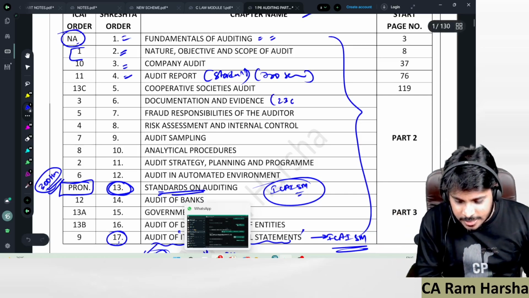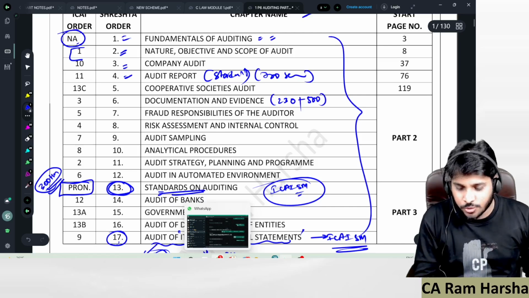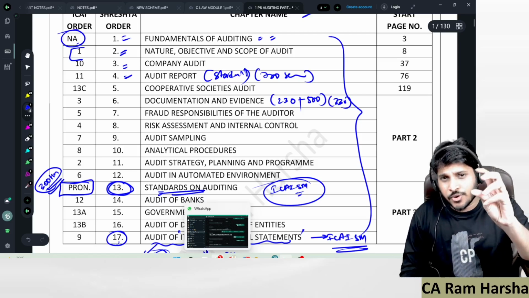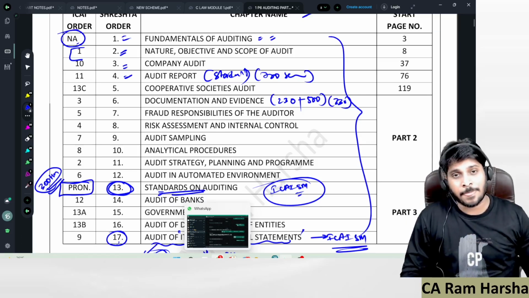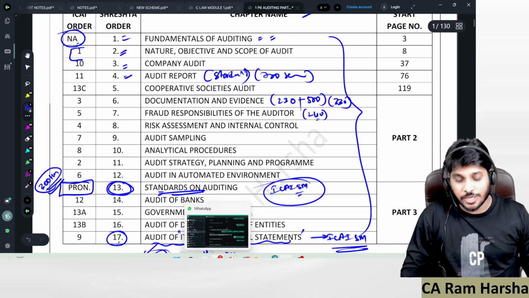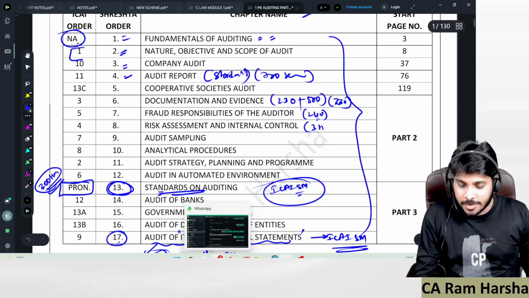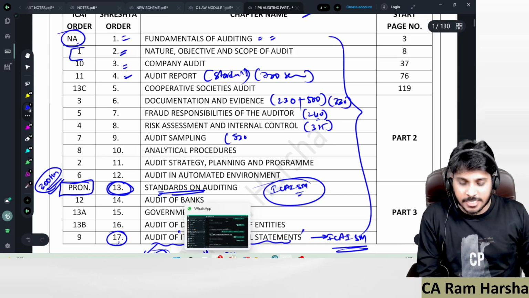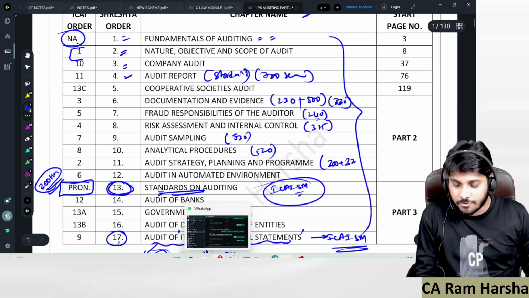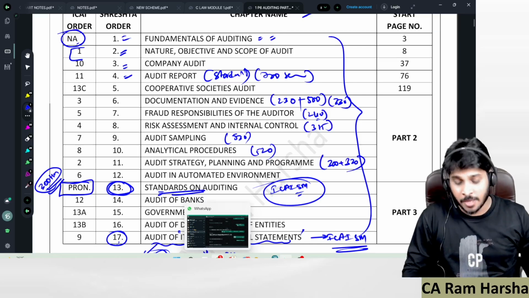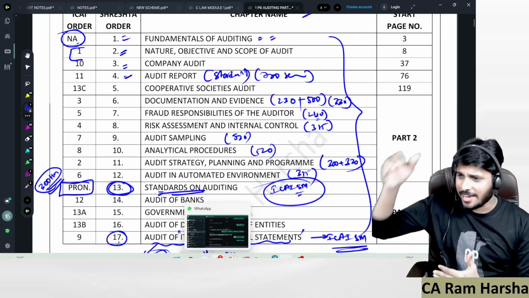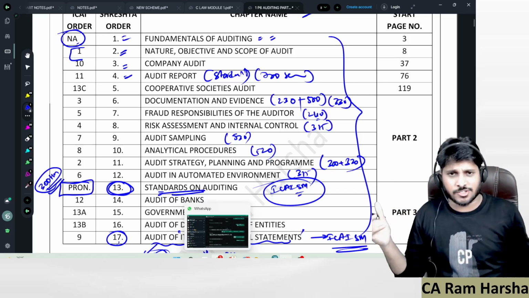Documentation and evidence. This is a separate chapter, SA 230 plus 500. And a few concepts related to 330 are also there. Then fraud. This is actually a chapter taken from the 240 standard. Risk assessment, 315 standard. Audit sampling, 530 standard. Audit analytical procedure, 520. Audit program, 300. In this itself, materiality 320 is also being discussed. Automated environment, 315.